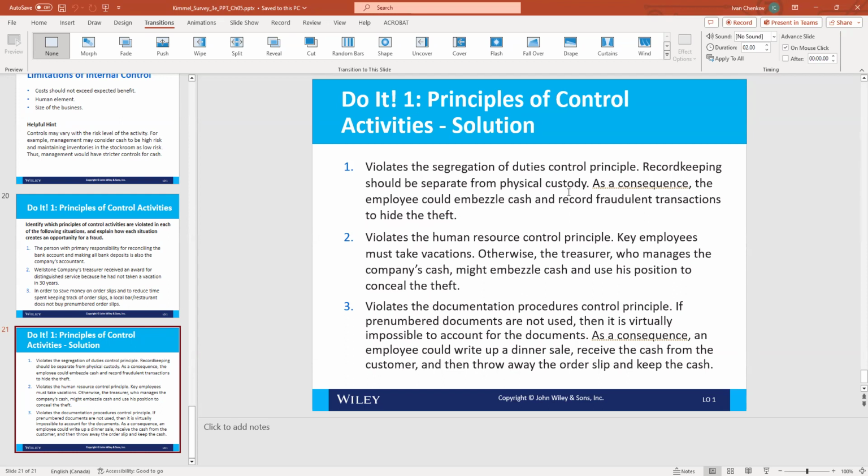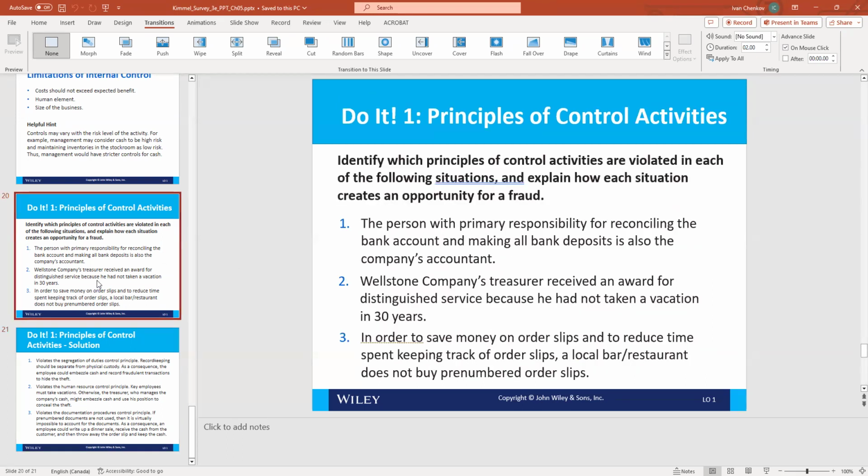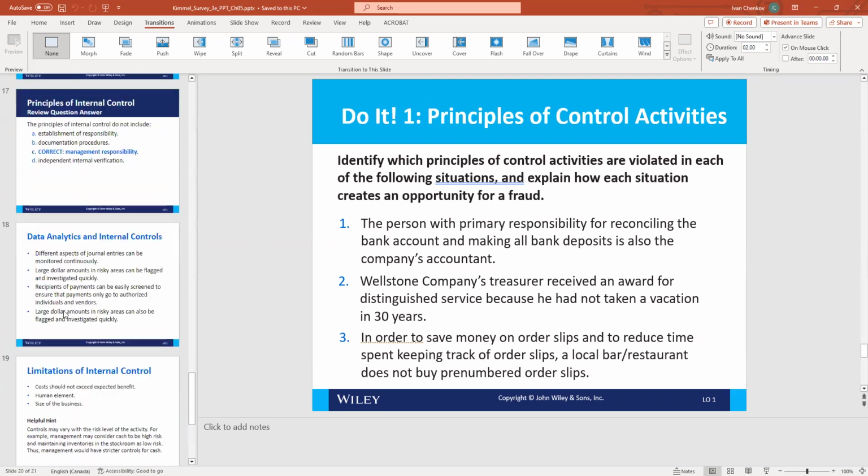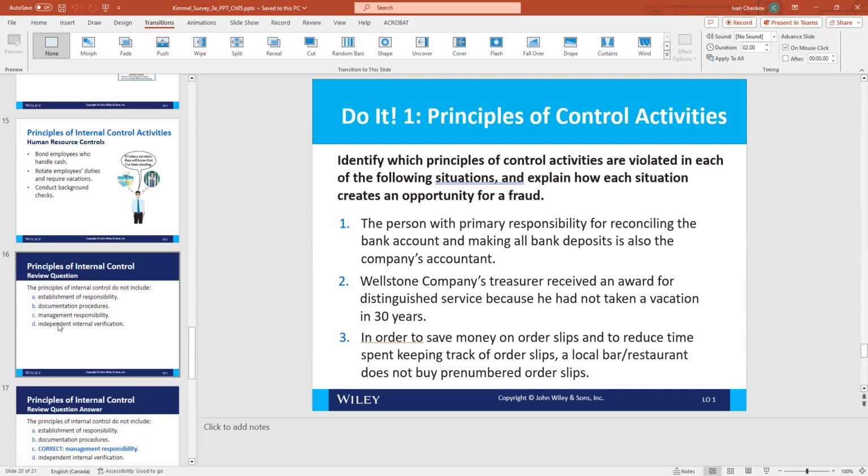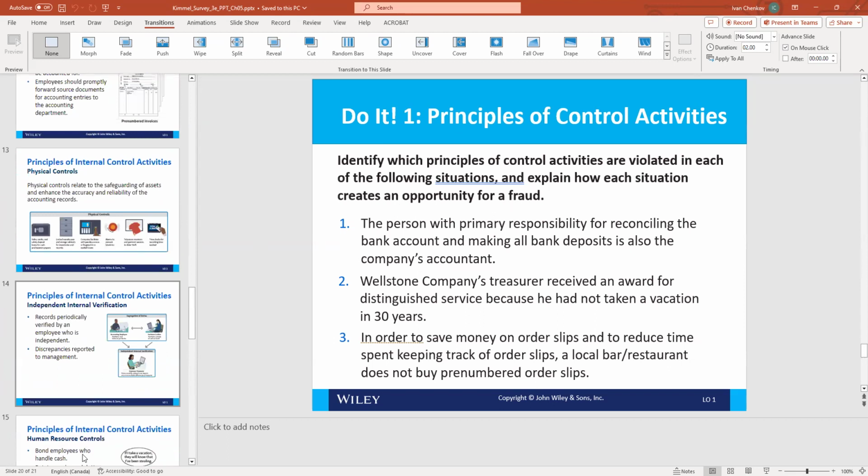So those are interesting scenarios for small questions, for one question on quiz 2. Obviously, those are not going to be the scenarios, but what you need to know is which are the principles of internal control.